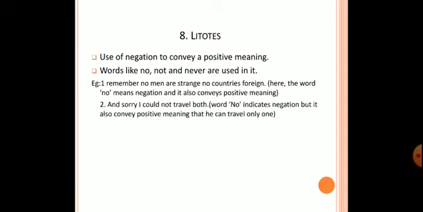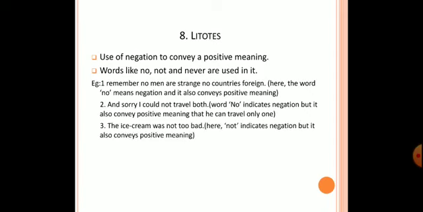Second one is, and sorry, I could not travel both. Over here, the word not indicates negation, but still it conveys a positive meaning: that the writer cannot travel both the roads, but at least one definitely he would travel. Third example is, the ice cream was not too bad. Now over here, not is a negative word, but still it has a positive meaning that the ice cream was good enough.